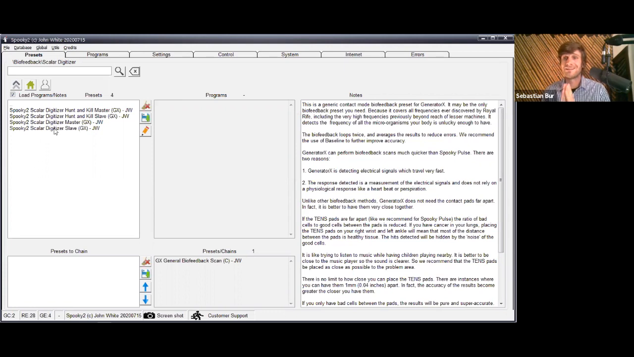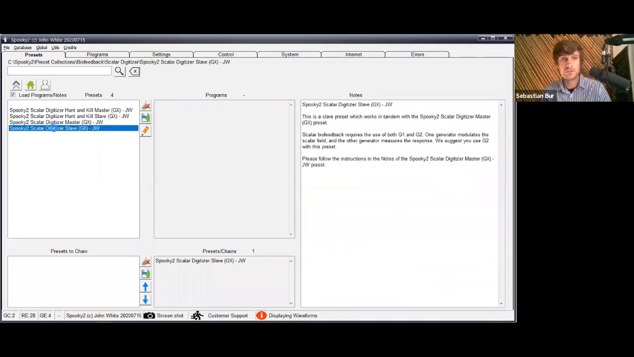And so this is the important part. The slave is going to be generator 2, and the master is going to be generator 1. You could obviously set this up differently, but it just makes it confusing. So always go with generator 2 is the slave, generator 1 is the master. So we go to digitizer slave.